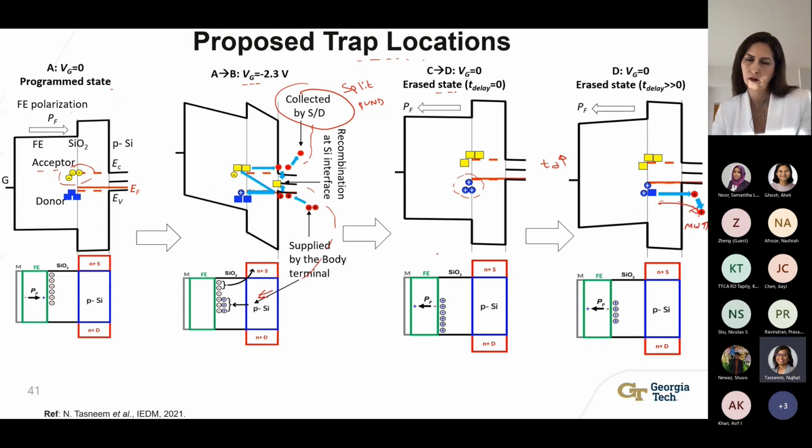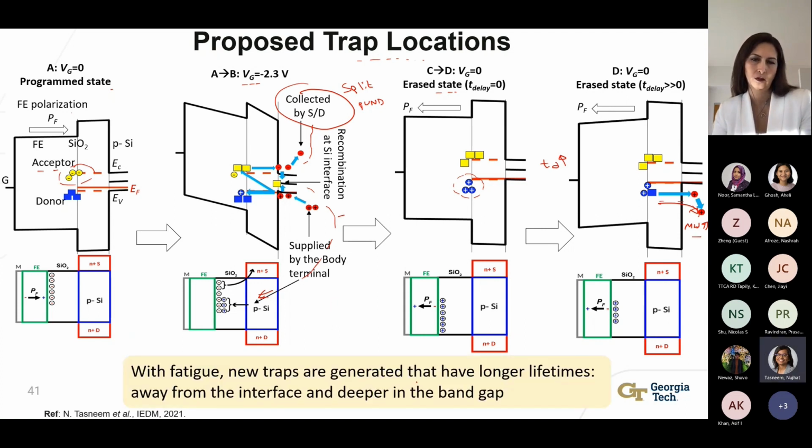Now, our experiment showed that as we keep on cycling the device, the amount of emitted electrons and emitted holes becomes less and less. This indicates that with fatigue, new traps are being generated that have longer lifetimes, which means they are away from the interface and deeper in the band gap. So this work was presented in IDM in 2021.